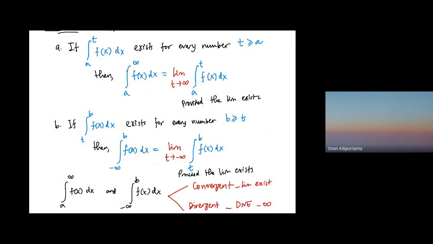And also, if we have integrations from, let's say, negative infinity to infinity, we may have that, okay? If we can separate it, it becomes two separate integrals.